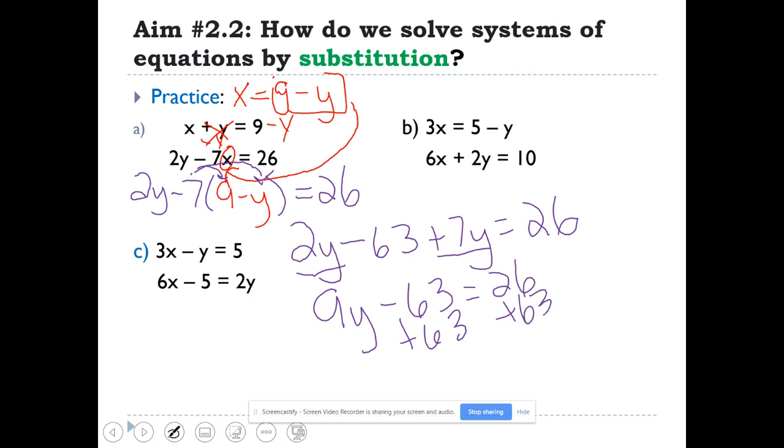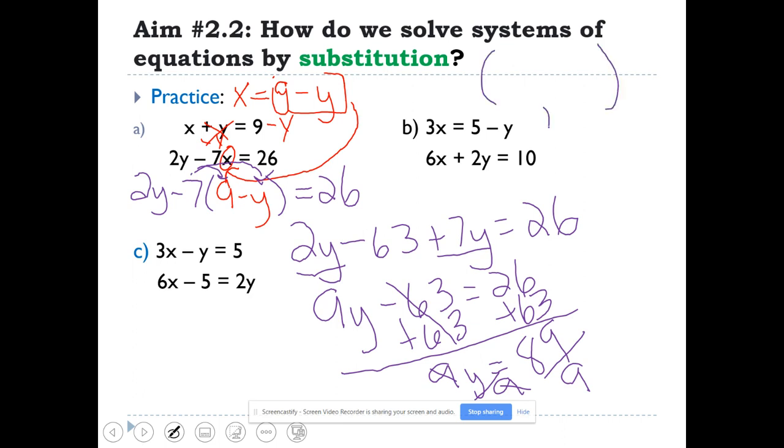Add 63 to both sides. 9y is 89. Divide by 9. And I really can't divide 89 by 9. I can't reduce 89 with 9. So for this system, our y value is 89 ninths.